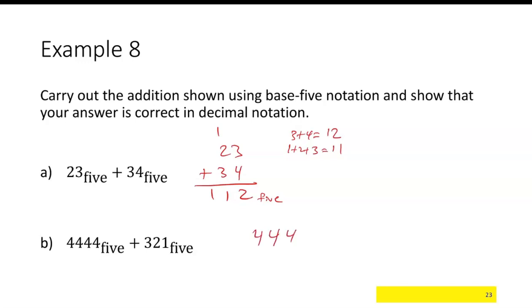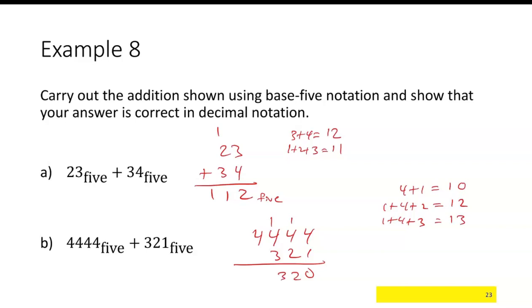Now 4444 base 5 and 321 base 5. You would start out 4 plus 1 is 5, which is 1 nickel and 0 pennies. So 0, carry over the 1. 1 plus 4 plus 2 is 7, which is 1 nickel and 2 pennies. 1 plus 4 plus 3 is 8, which is a nickel and 3 pennies. And 1 plus 4 is 5, which is a nickel and 0 pennies. So 4444 base 5 plus 321 base 5 is 10320 base 5.